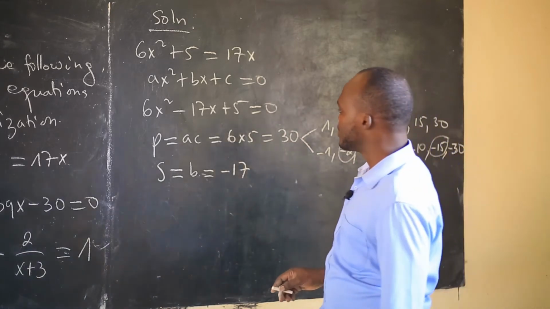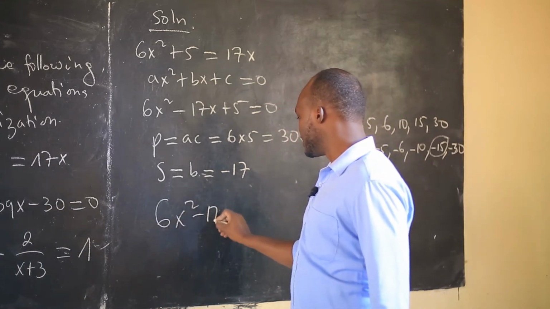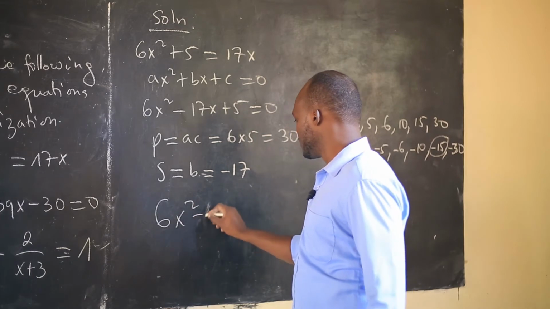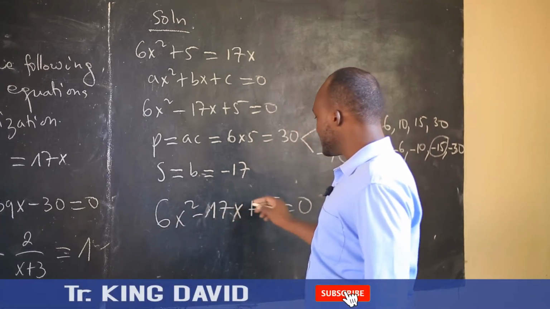And the changing part, always, is this one: we have 6x squared minus 17x plus 5 equal to 0. So this is the changing part.